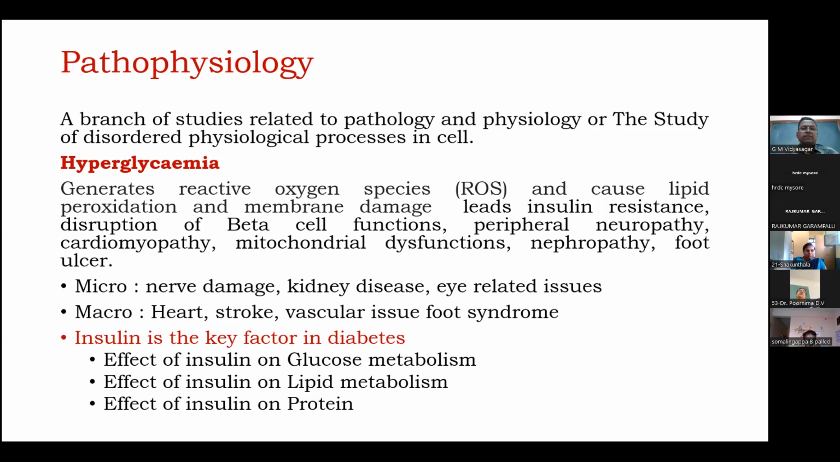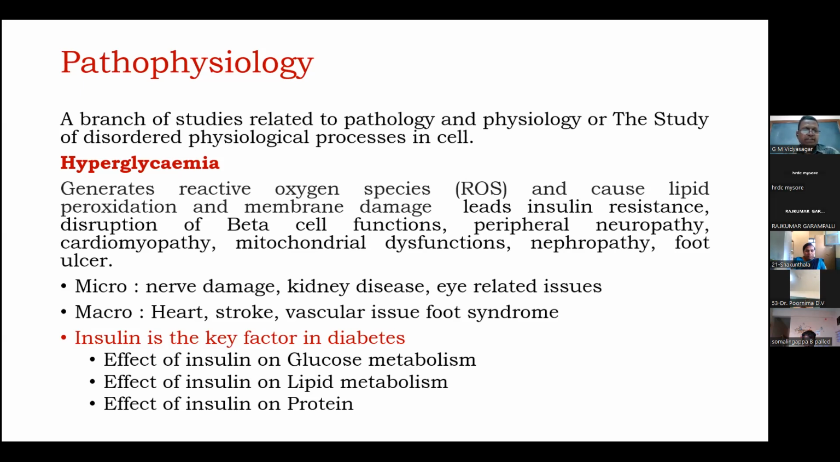But now there are other things also identified along with the ROS. But ROS stands important even today, and it is very interesting to understand the presence of reactive oxygen species. So we have these two types of disorders, micro and macro. Micro disorders are nerve damage, kidney disease, eye related issues, and macro disorders are the heart, stroke, vascular issues, and foot syndromes and all.